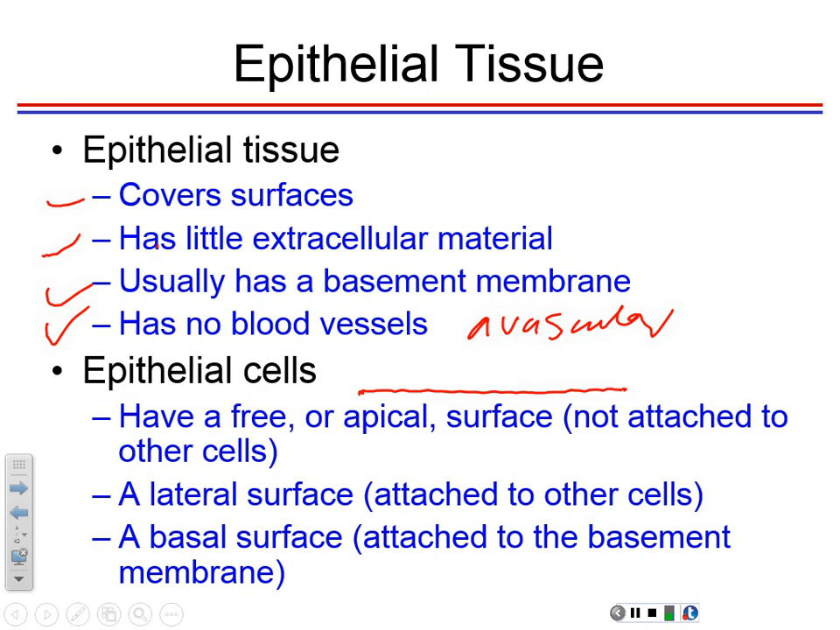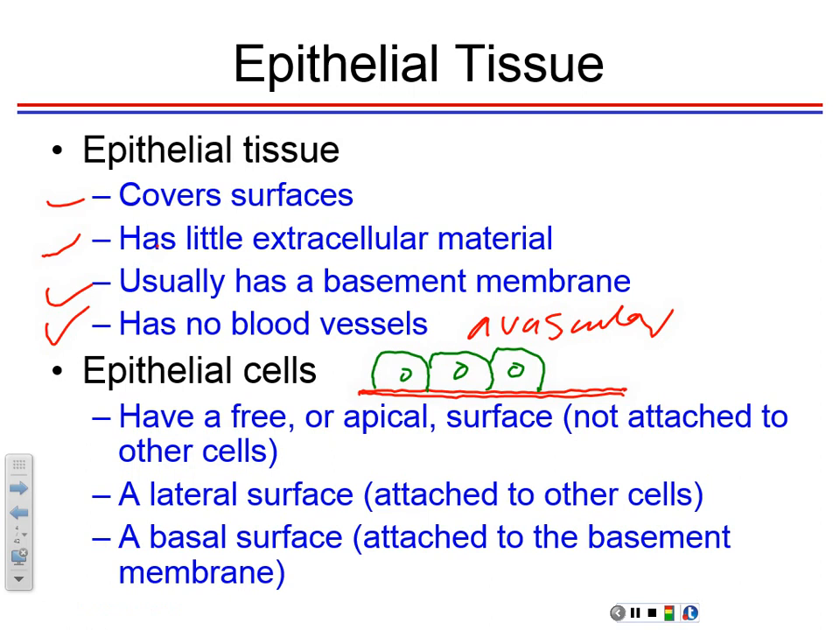So the epithelial cells themselves, all that is written here can be shown on this. Let's say this red part is the basement membrane. All right? And then these green are the epithelial cells. All right? So what do you see here?